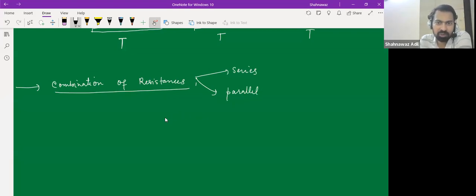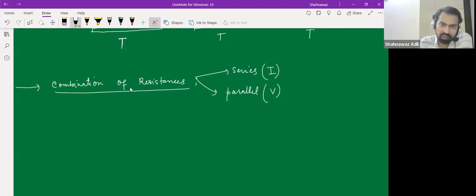Just take the analogy from the capacitor. In series combination, what was constant? Charge was constant. So here we will have current constant. And in parallel we have voltage constant. Right.